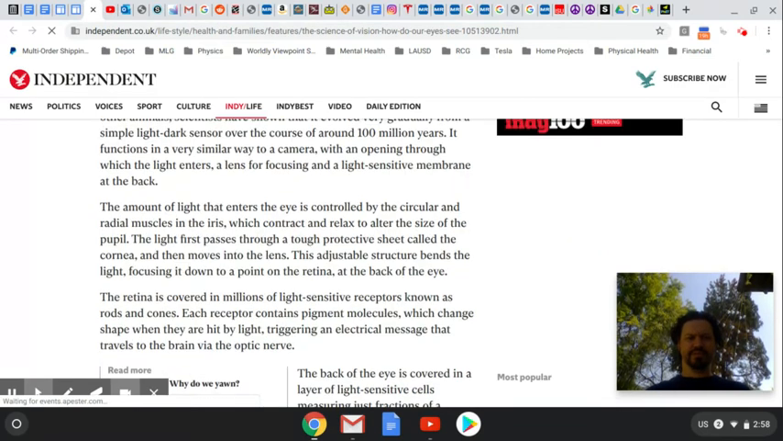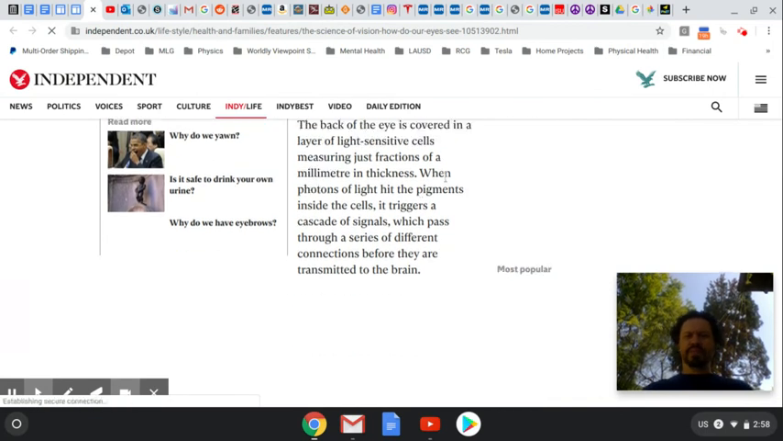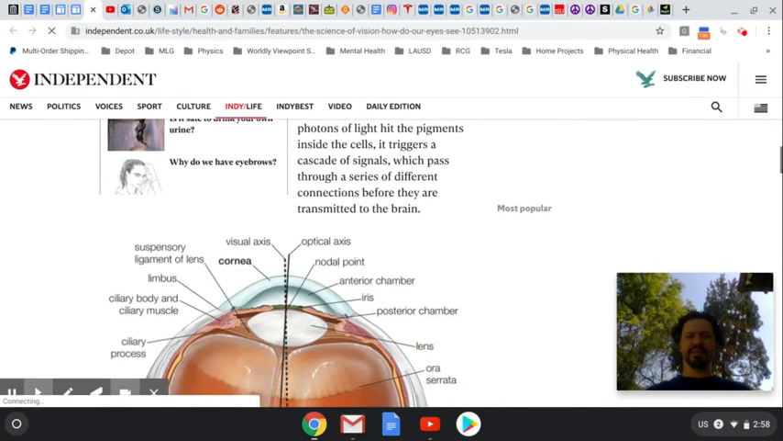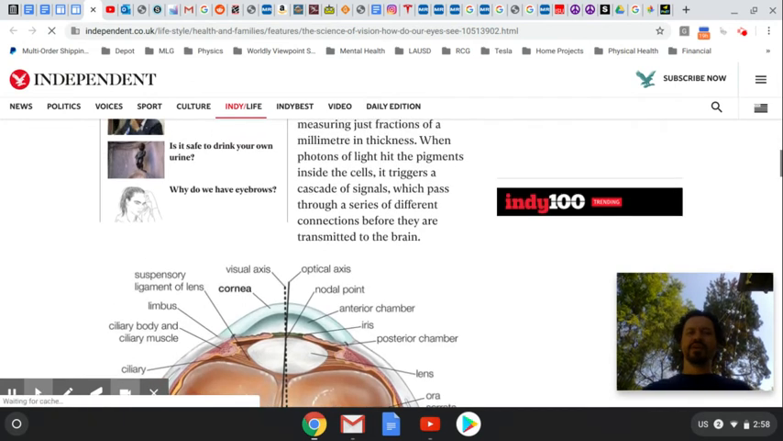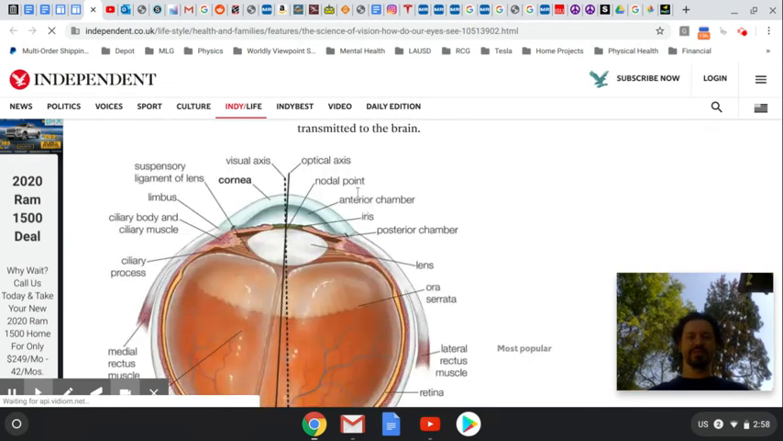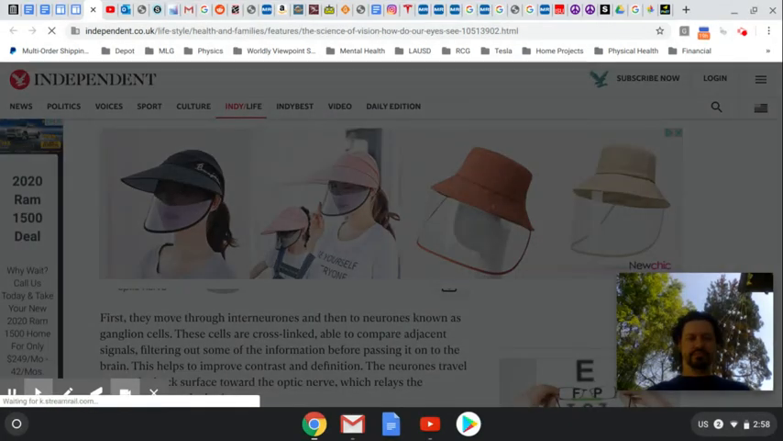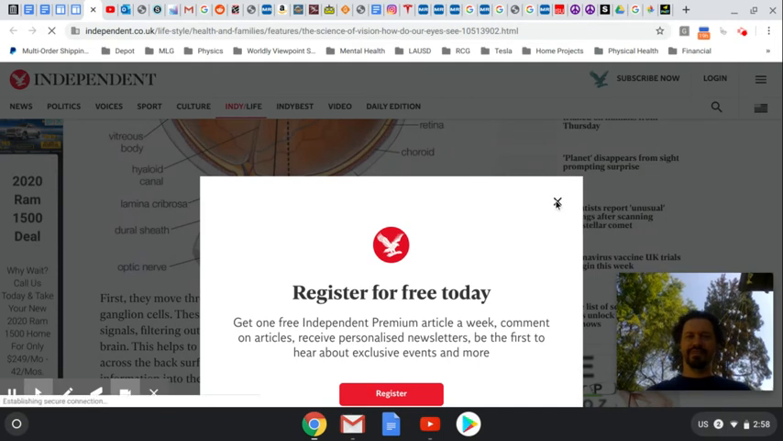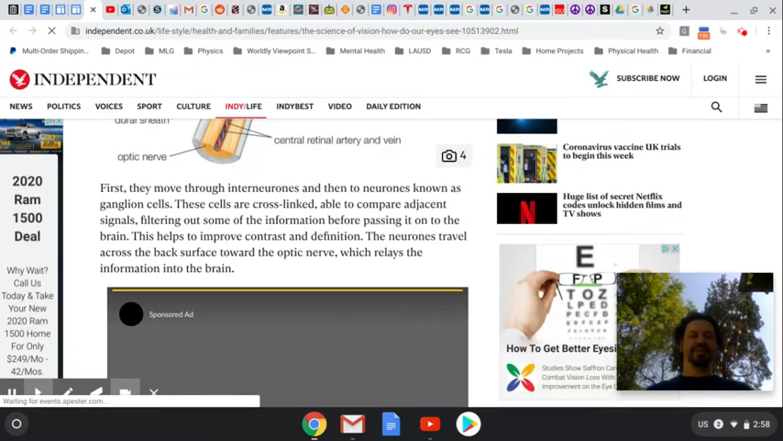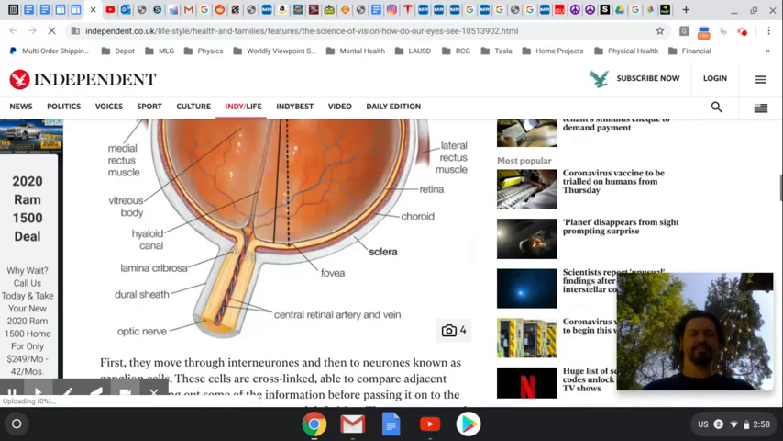Your eyes have some parts. But basically, when the photons hit the pigments inside your cells, and if you're not sure what those are, you can look them up, it triggers some signals, right? And those things get passed along to your brain. And in turn, your brain interprets those signals, and that registers to you as things that you see.